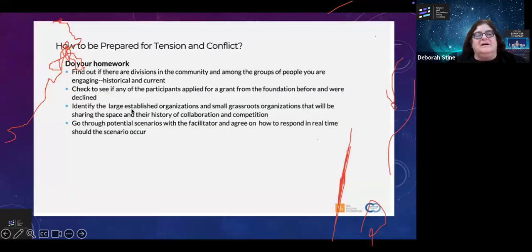The other thing that they talk about is how to be prepared for tension and conflict. And that goes back to that preliminary research to really understanding what the things are that you're not going to find in any research paper or book. Really trying to understand what the different perspectives are, why people have those perspectives, and remain very neutral in the discussion.